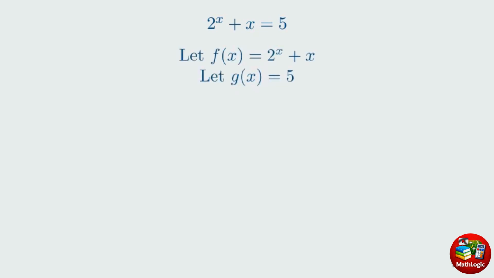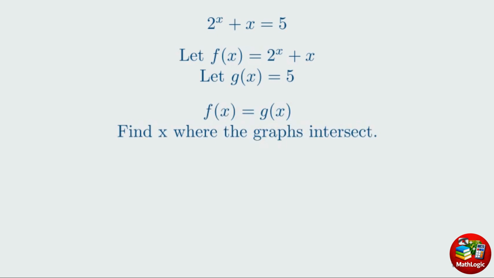The key is to think of our equation as two separate functions that are equal to each other. We can represent the left side, 2^x + x, as one function, and the right side, 5, as another. Let's call the left side f(x) = 2^x + x, and the right side g(x) = 5. Our equation, f(x) = g(x), means we are looking for the x value where these two functions have the same y value. In other words, we're looking for the x-coordinate of the point where their graphs intersect. By graphing both of these functions on the same set of axes, the point of intersection will reveal the solution to our original equation. This is the visual estimation method.